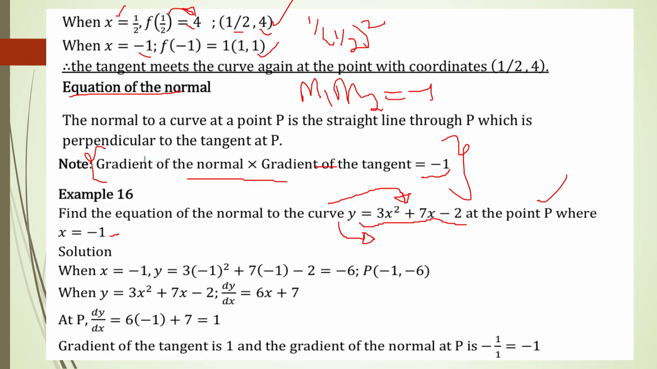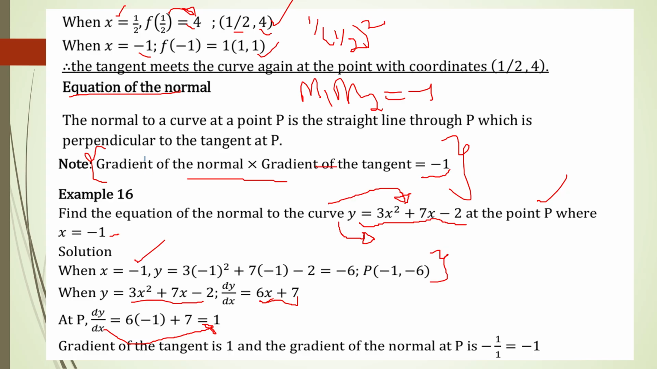Since we want to get the specific point, we have to get the corresponding value of y at x equal to -1. So when you substitute for that, you are going to end up with the point -1 and -6. Since we want the gradient, we have to first find the first derivative. And the first derivative of this curve is going to be 6x plus 7. Then substitute for the value of x, you're going to end up with dy/dx equal to 1. Now this is the gradient of a tangent, but you want the gradient of the normal.